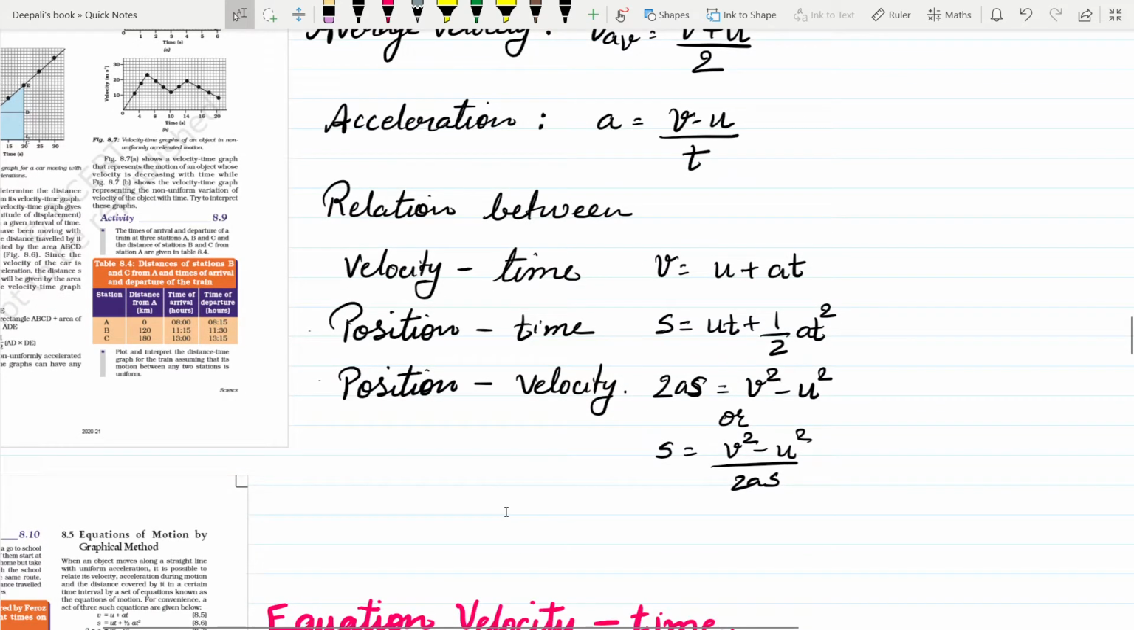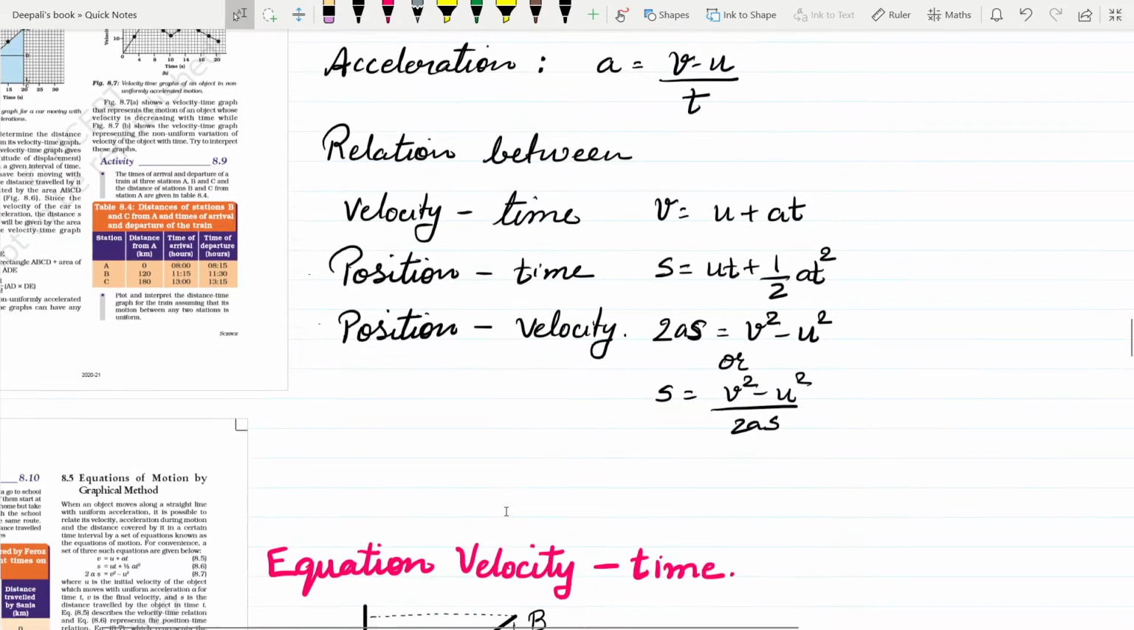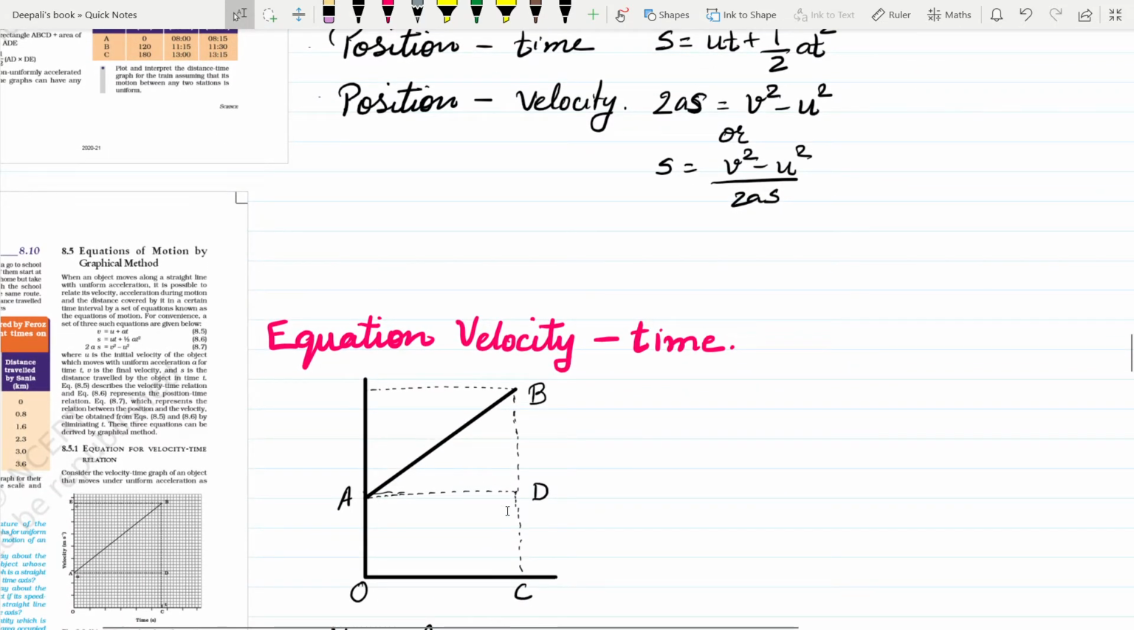Now we are going to study the relation between these physical quantities. Velocity and time, which is given as v is equal to u plus at. Position and time, that is s is equal to ut plus half at square. And position and velocity, which is given as 2as is equal to v square minus u square, or s is equal to v square minus u square upon 2a. Now let us understand the first relation, velocity time, with the help of a graph.